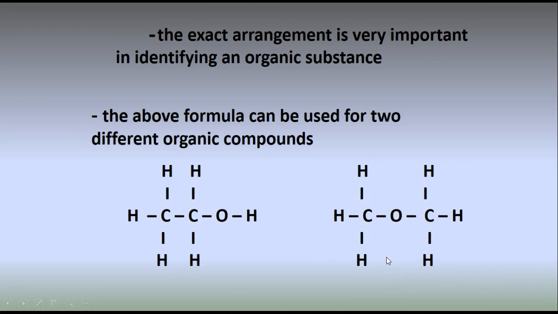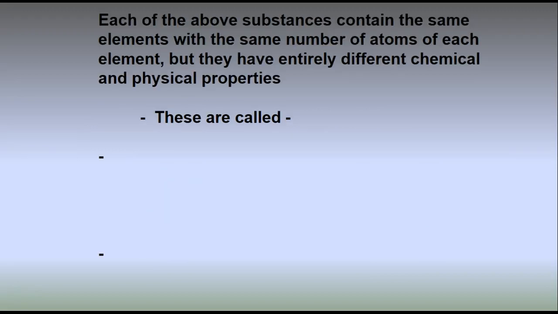And this is why organic chemistry is more complicated than inorganic chemistry. We must be able to convey to the reader where the atoms are in the molecule and not just rely on that formula C2H6O to tell the chemist what molecule we're working with. So how do we work around this? Well, we start looking at different ways of writing those compounds.